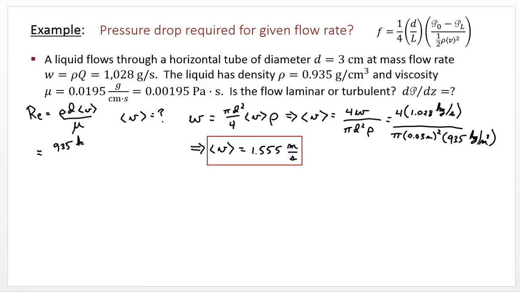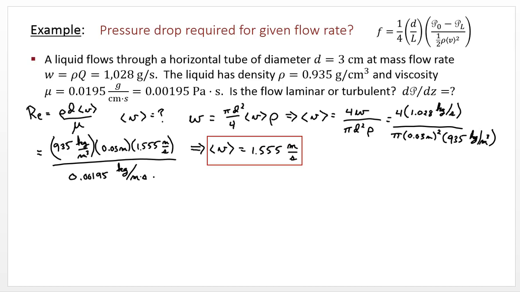So the Reynolds number, we have 935 kilograms per cubic meter multiplied by 0.03 meters multiplied by 1.555 meters per second divided by the viscosity. Viscosity is 0.00195 kilograms per meters times second.